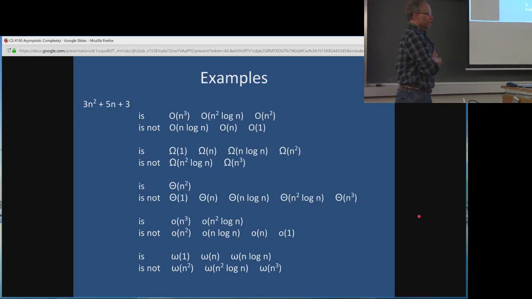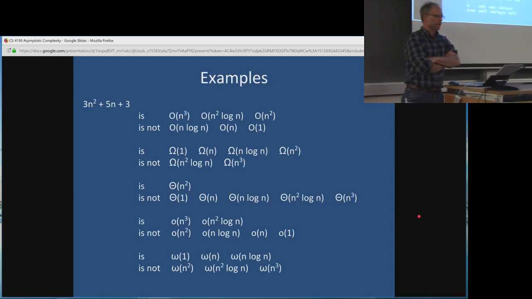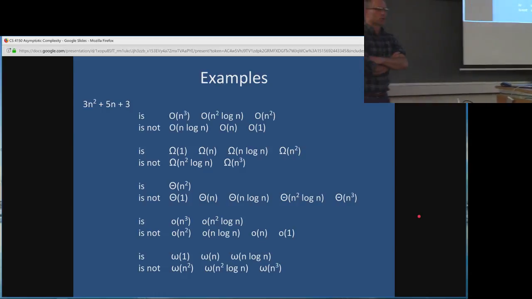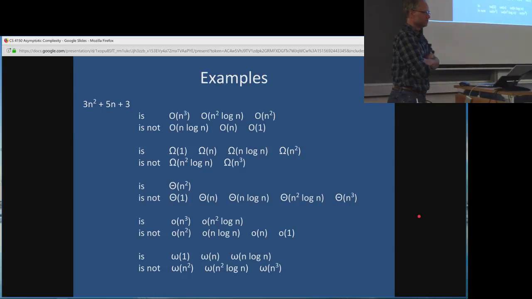So the way I usually think about it is I just think about it in terms of making assertions about the higher order term. The higher order term is n squared. Take away the constant, take out the lower order terms. N squared is O of n cubed. It's no bigger than n cubed. It's no bigger than n squared log n. It's no bigger than n squared. Why is n squared not O of n log n? Because n squared is bigger than n log n.